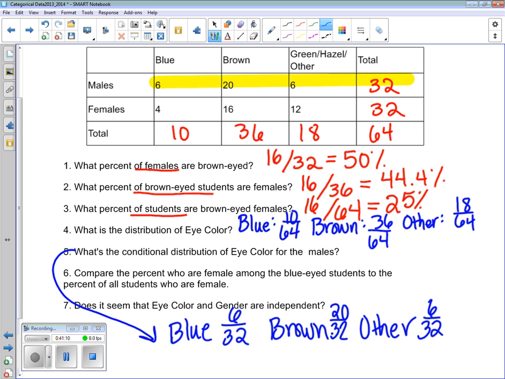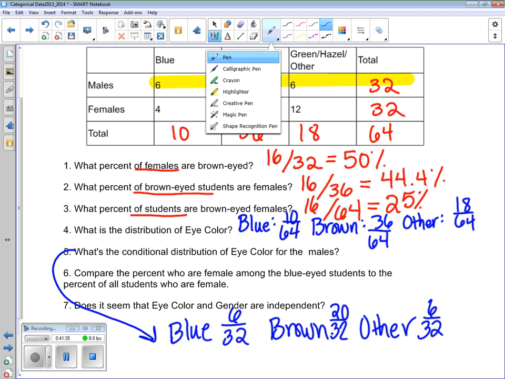Any question about 4 and 5? Here's a question I have for you. If we know what the percentages are, and we can find them pretty quickly, are gender and eye color independent? Number 7. Let's jump to that question. How could I answer it using what I just did?